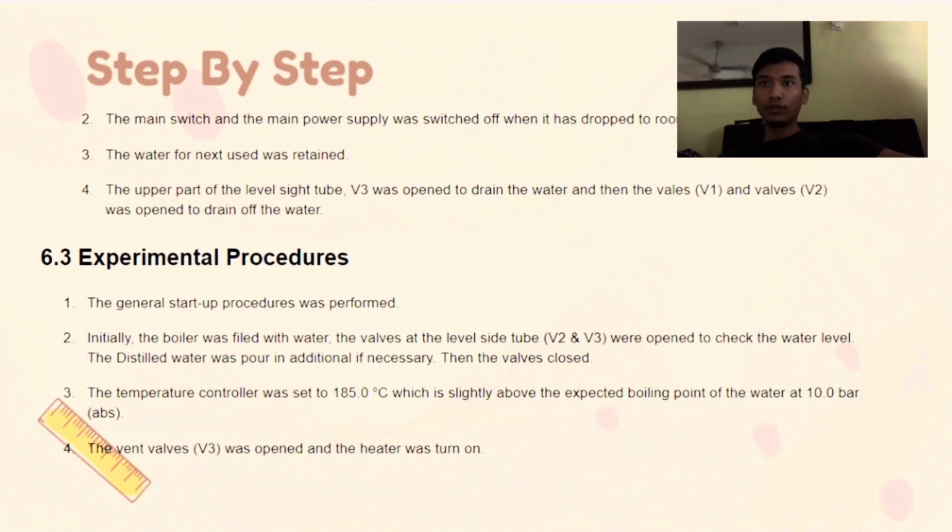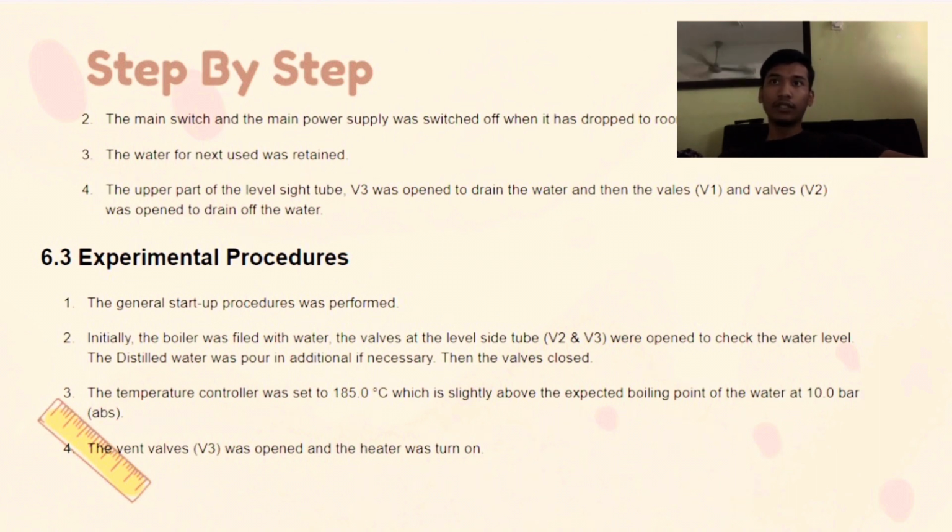Number 4, the vent valve V3 was opened and the heater was turned on. Number 5, the steam temperature rise was observed as the water boiled. Then the steam was allowed to come out from valve V3 for about 30 seconds, and then the valve was closed. This step is important to remove air from the boiler, as the accuracy of the experimental result will be significantly affected when air is present.